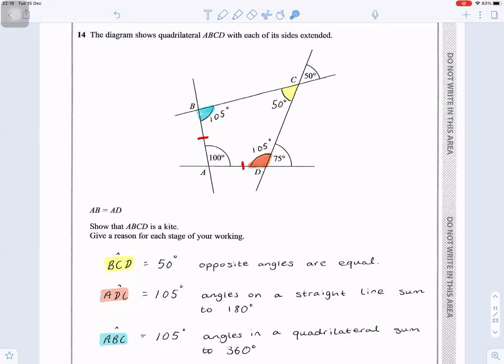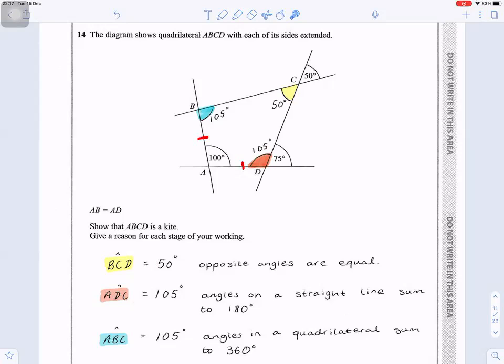Angle ADC is equal to 105 degrees. And the reason: angles in a straight line add up to 180 degrees. If you look at that straight line, that angle is 180. So 180 minus 75 gives you 105 degrees. So angles in a straight line add up to 180 degrees.